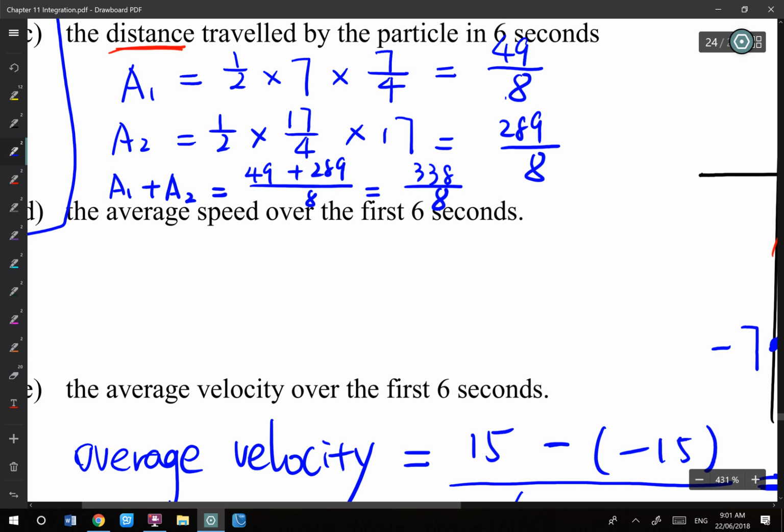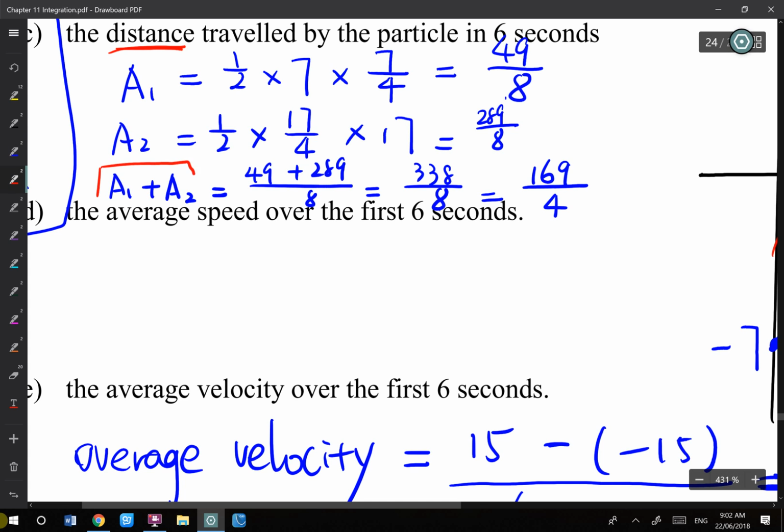So that's 338 over 8. Divide that by 2, we have 4. Divide that by 2, that is 169 over 4. So that's the distance.